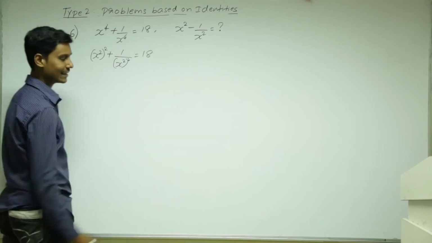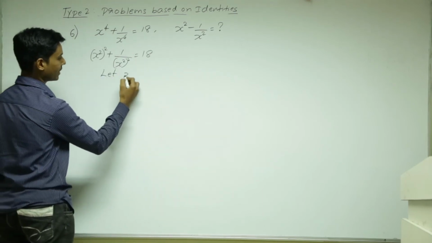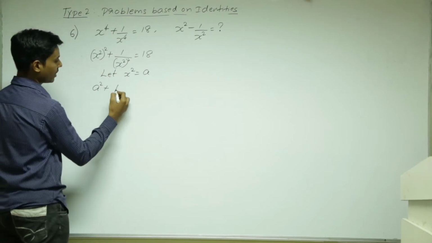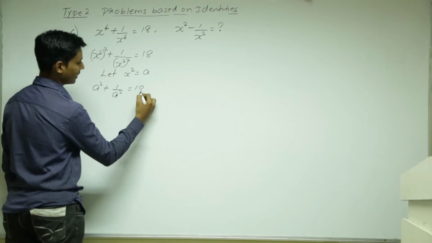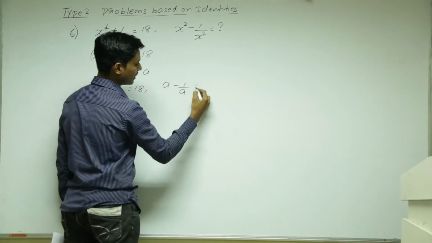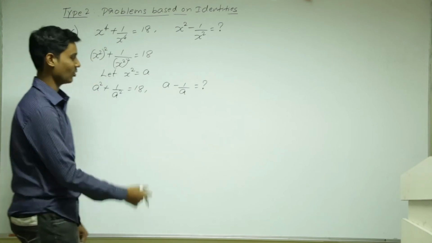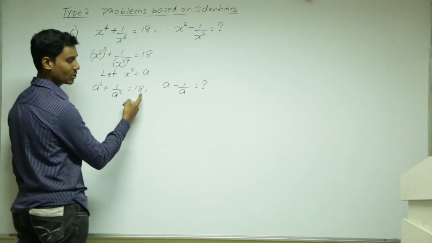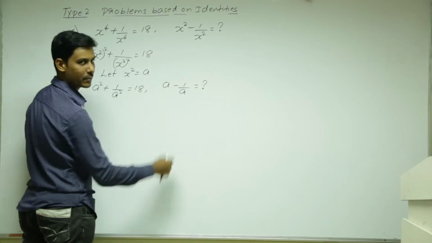This is 18, right? Now if I call this x square as some other variable called a, then this becomes a square plus 1 by a square is 18, and the question becomes x square minus 1 by x square, that is a minus 1 by a, is how much? We already solved this kind of question. If a square plus 1 by a square is 18, I need to find a minus 1 by a.